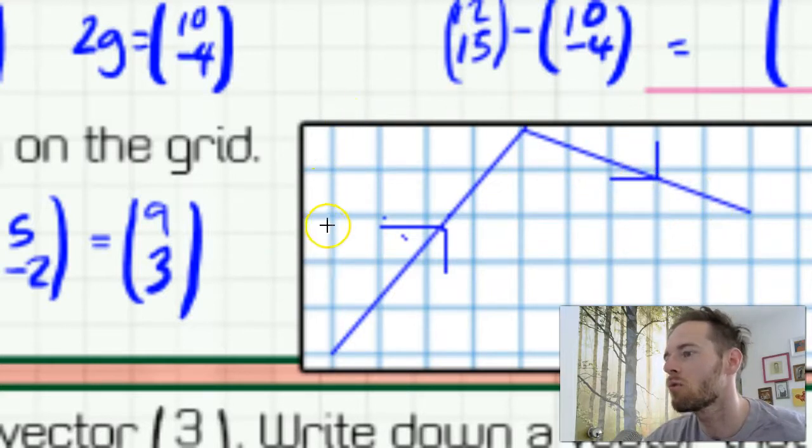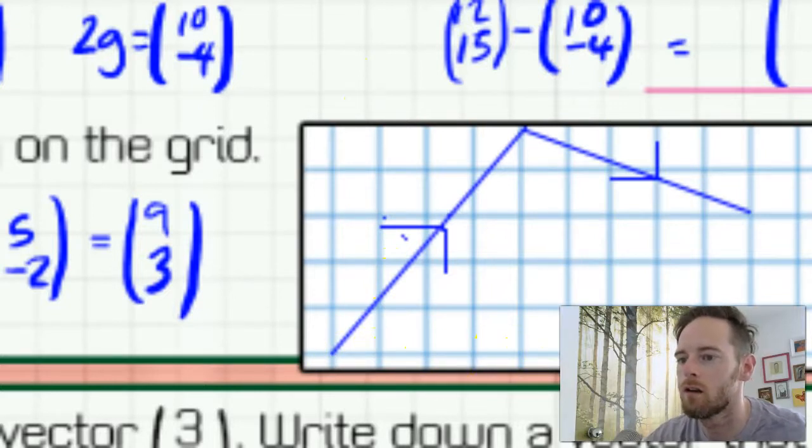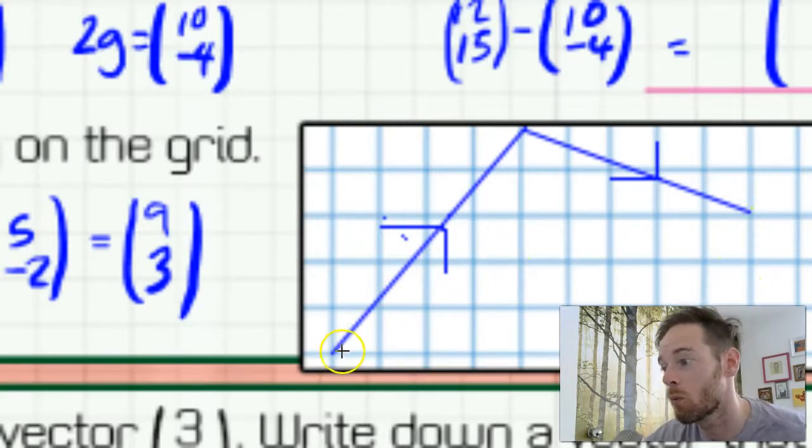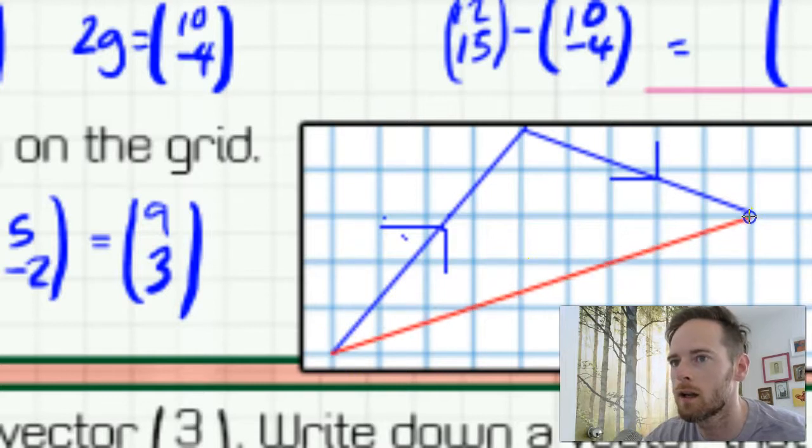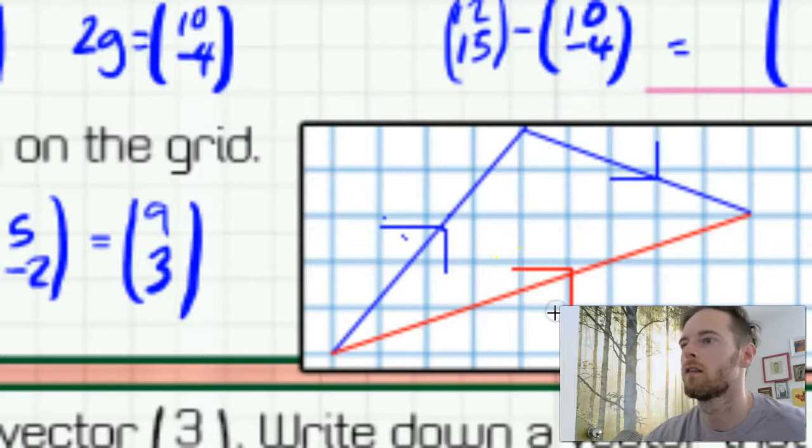Now to draw the resultant vector, which is 9, 3, 9 to the right and 3 up, we can go from the original point here. Let's get a different colour line. So 1, 2, 3, 4, 5, 6, 7, 8, 9, and 1, 2, 3. And that joins that point to there. And that's what will always happen. And then we've got that direction as well to consider.